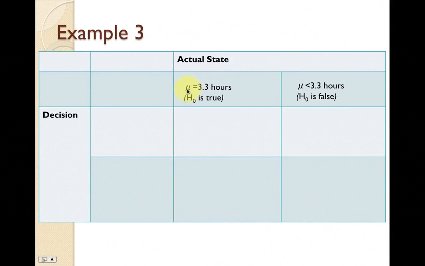So the null hypothesis is the assumption that the new medication is no better than the old medication, that the mean is really 3.3 hours. And the counterclaim, nope, the new medication is truly less than 3.3 hours. The decisions that could be possible: we can either reject the null hypothesis, reject that the mean is 3.3 hours, or we could fail to reject the null hypothesis, fail to reject that the mean is 3.3 hours.